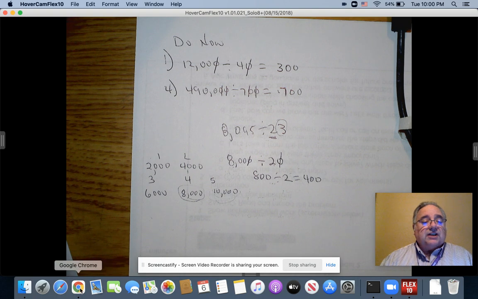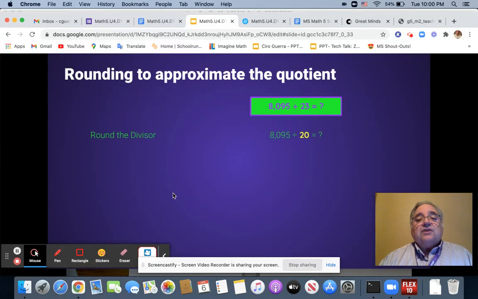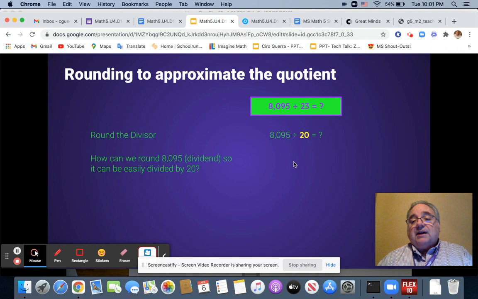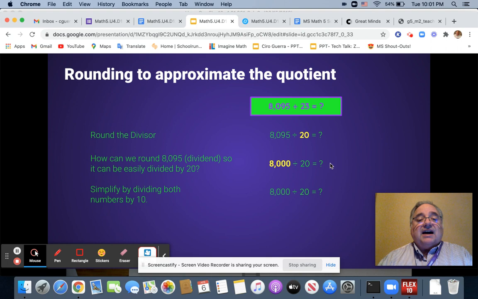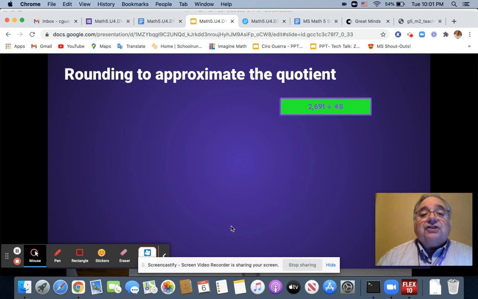Let's see how we did. Let's check out our slides. So I got the rounded divisor of 20. We next look for a rounded dividend of 8,095. What is it closest to that can be divided by 20? We came out to 8,000 divided by 20. We are able to divide both sides here by 10. So we can scratch out 10 on each side. That gives us 800 divided by 2, which gives us 400. Excellent job. Now it's your turn.